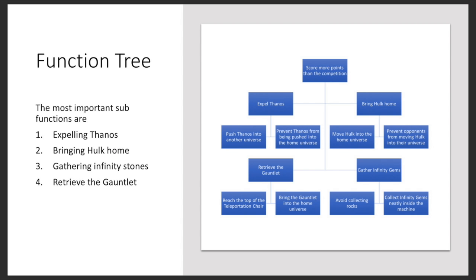The function tree breaks down the essential obligations of the machine we're creating. The most important subfunctions are expelling Thanos, bringing Hulk home, gathering Infinity Stones while avoiding the rocks, and retrieving the Gauntlet. The lower level subfunctions describe the task and how it's going to be achieved.